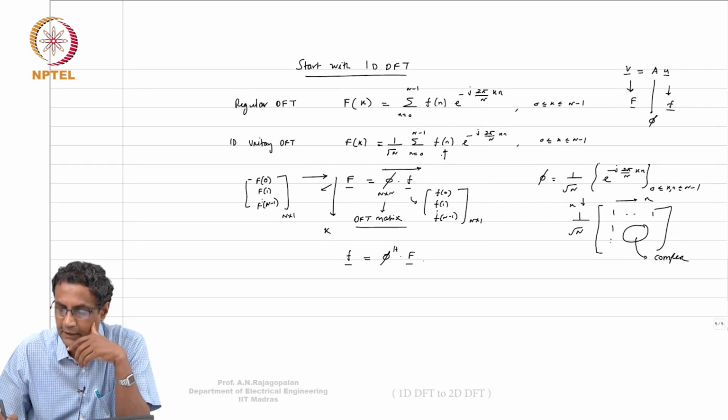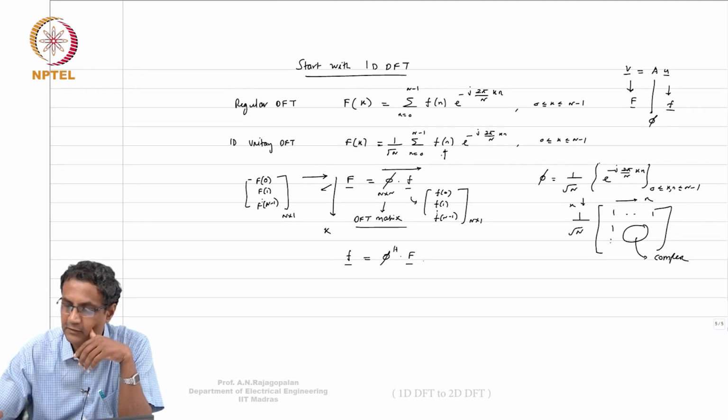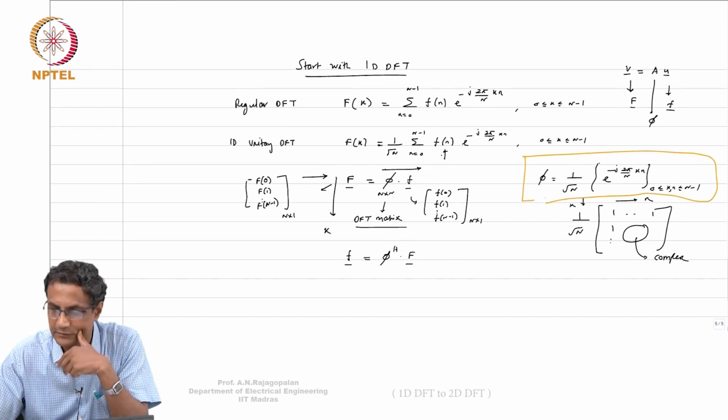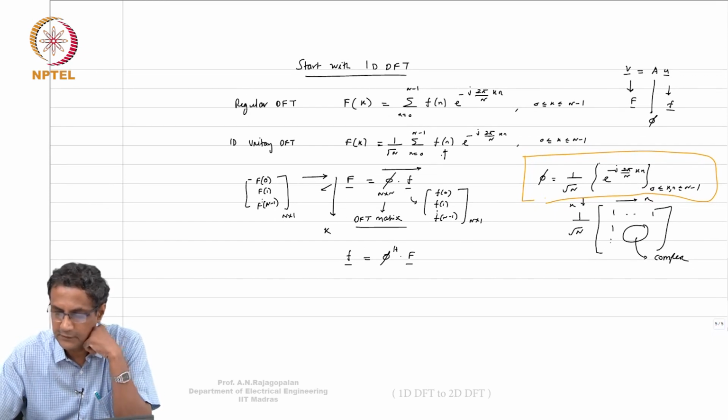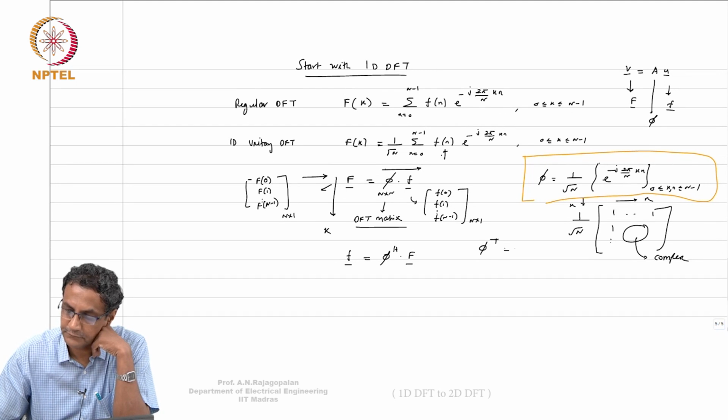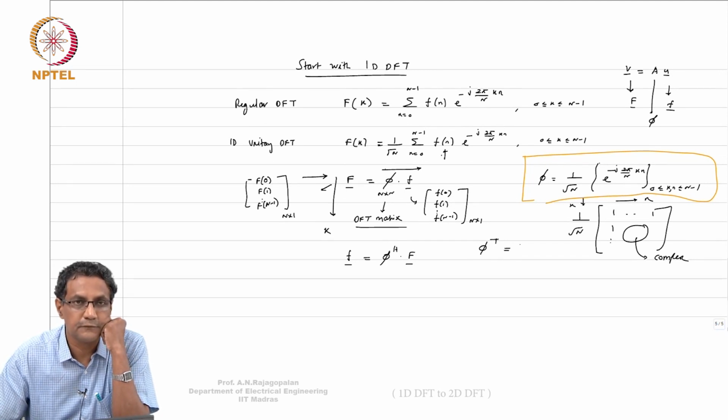And it turns out that for a DFT matrix, because it has a certain structure, DFT comes like this. This is not any old A. This has this form. Therefore, what do you think you can say about phi transpose? Phi transpose is phi.